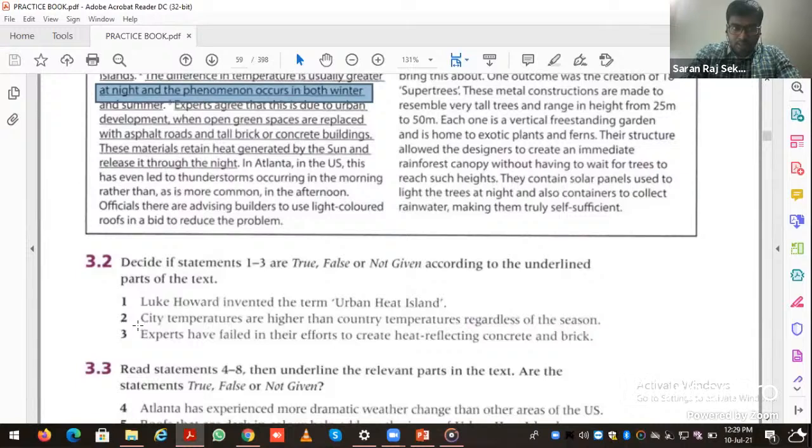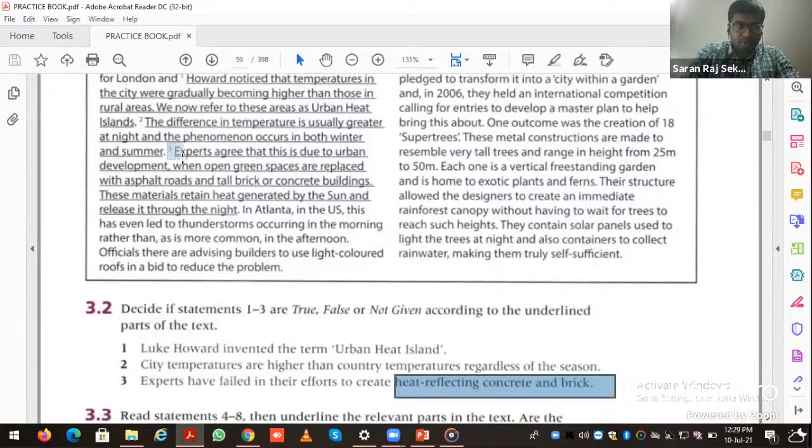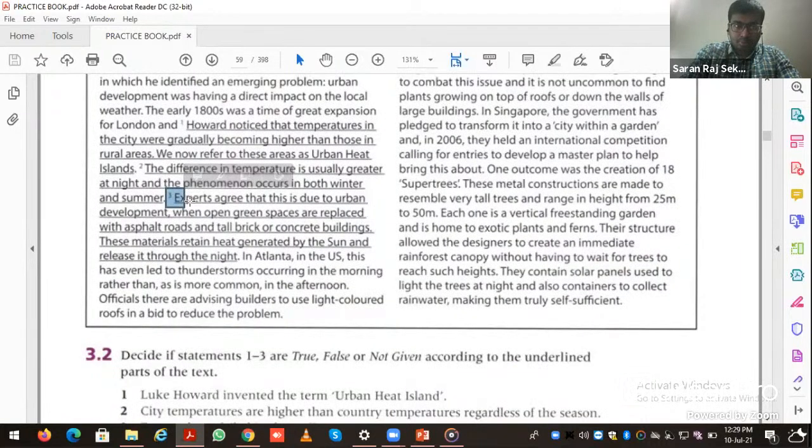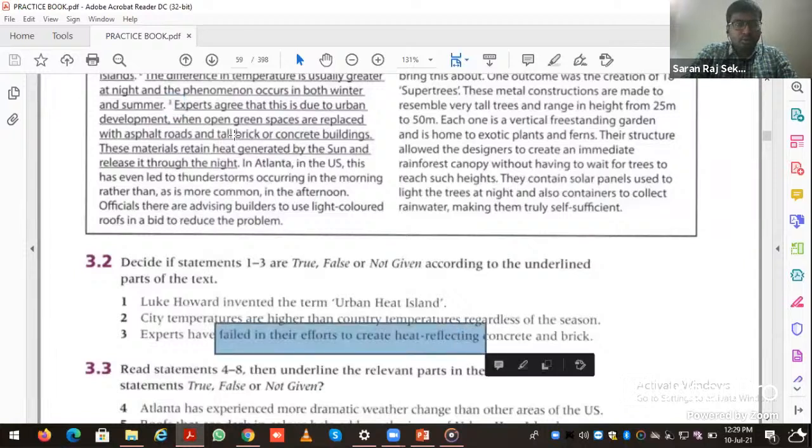Third one, experts have failed in their efforts to create heat reflecting concrete and brick. So here our keyword is heat reflecting concrete and brick, which the experts have failed to make. This is how you remember the question. Again, we start from here, because we need not read from the beginning. As I said, it will be in a sequential order. We found the keyword here. Experts agree that this is due to urban developments, in which open green spaces are replaced with tall brick or concrete buildings. They have mentioned some information about the experts, but did they mention anything that they have failed in making these concrete walls? No, they haven't mentioned any information. I'm actually doubtful about this question because they haven't mentioned any information that they have failed.